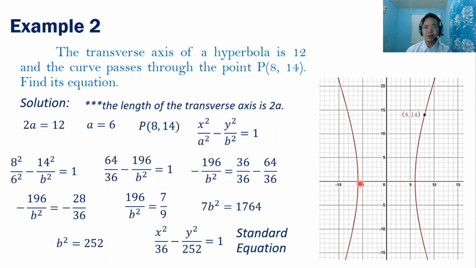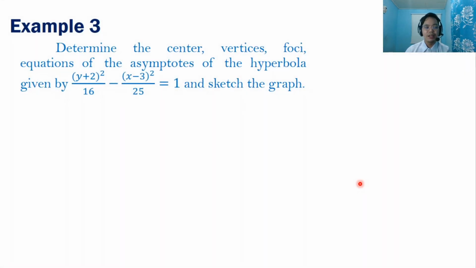Next example. Determine the center, vertices, foci, equations of the asymptotes of the hyperbola given by quantity y plus 2 squared over 16 minus quantity x minus 3 squared over 25 equals 1, and sketch the graph.